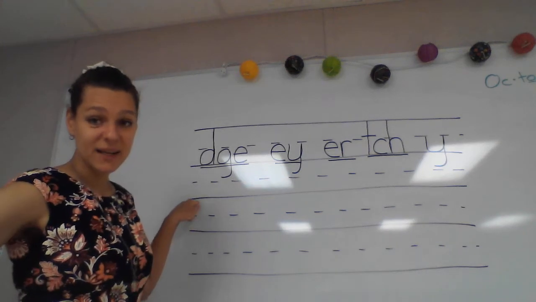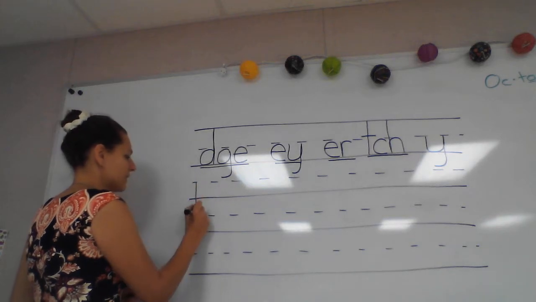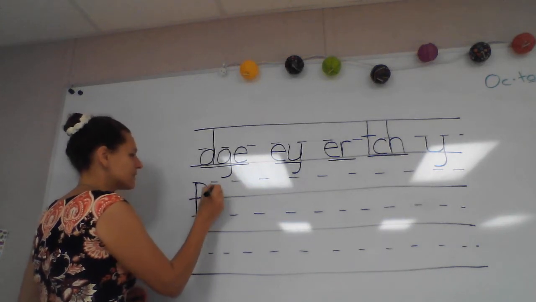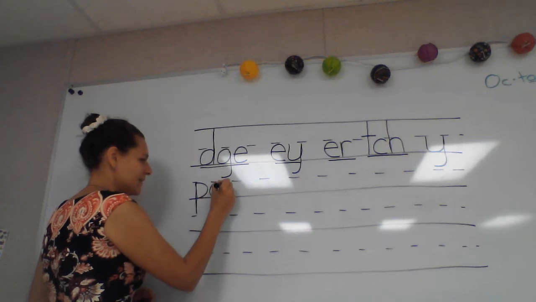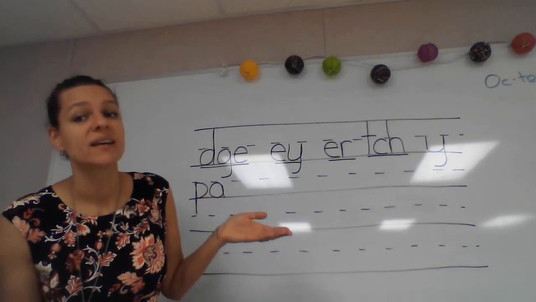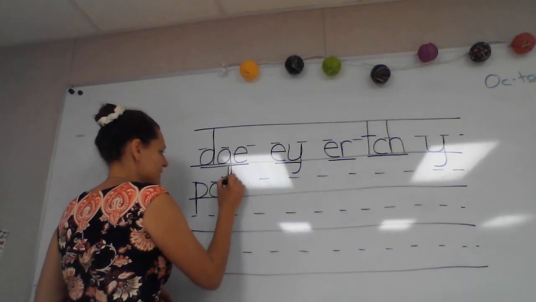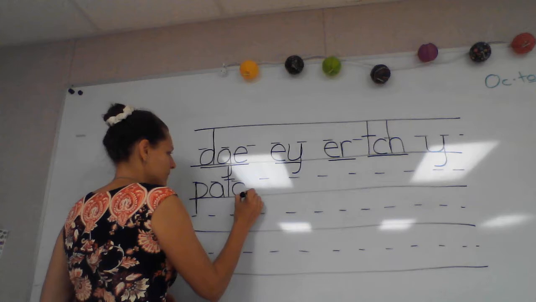All right, class, what do I need to write to spell patch? Good. What's next? Good, a, and good, ch. But which ch is it? Good, ch, three-letter ch, used after a single vowel that says a, i, or a.